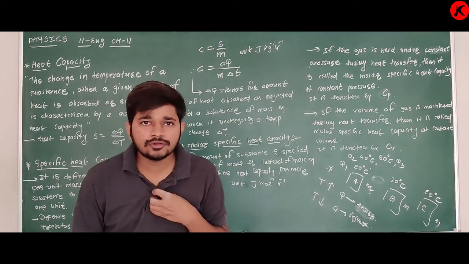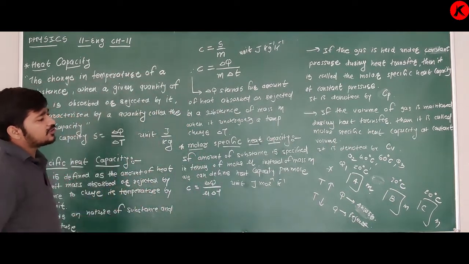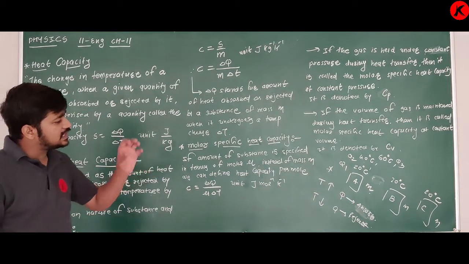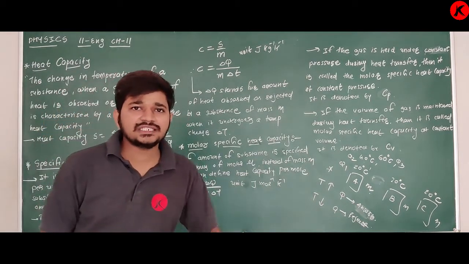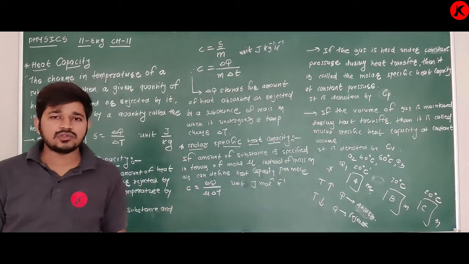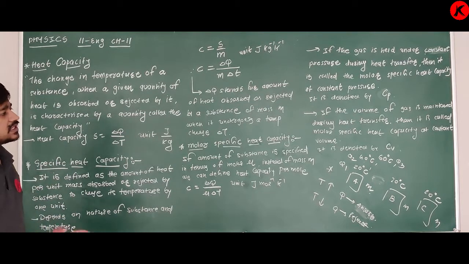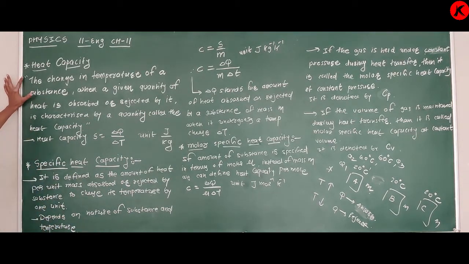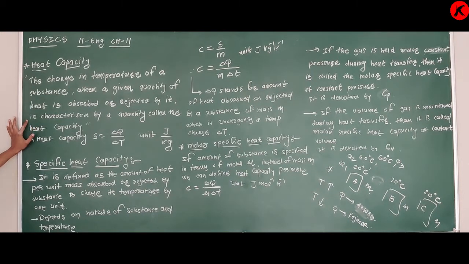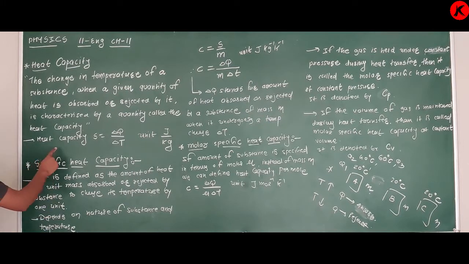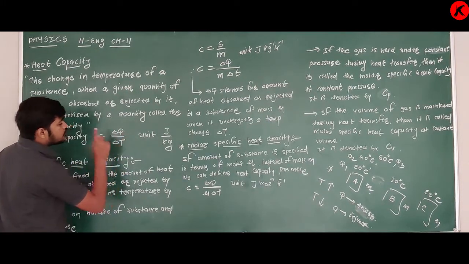Clear? So from all these experiments we can say that to change the temperature by a given amount, the heat required is important. For this, we will see different definitions. First, heat capacity. What is heat capacity? The change in temperature of a substance when a given quantity of heat is absorbed or rejected by it is characterized by a quantity called heat capacity. Heat capacity S is equal to delta Q upon delta T.